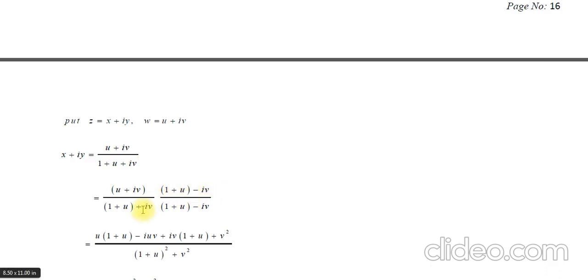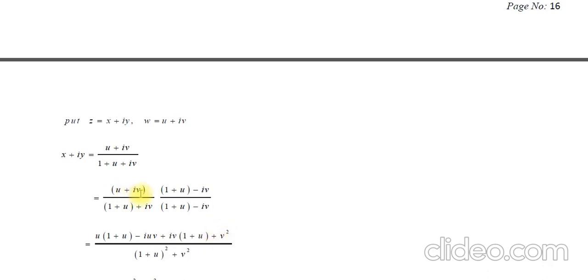Conjugate is nothing but changing the sign of the imaginary part. So here plus iv becomes minus iv. In the numerator I am simply multiplying u into 1 plus u, then u into minus iv gives you minus iuv, and plus iv into 1 gives you iv, and plus iv into 1 plus u gives you iv into 1 plus u. This becomes plus v square.